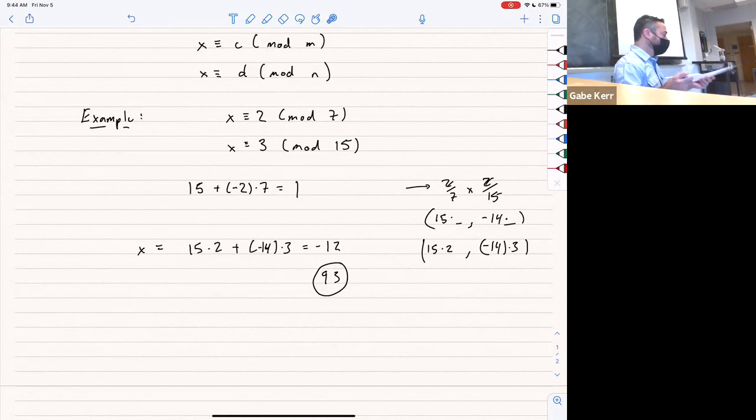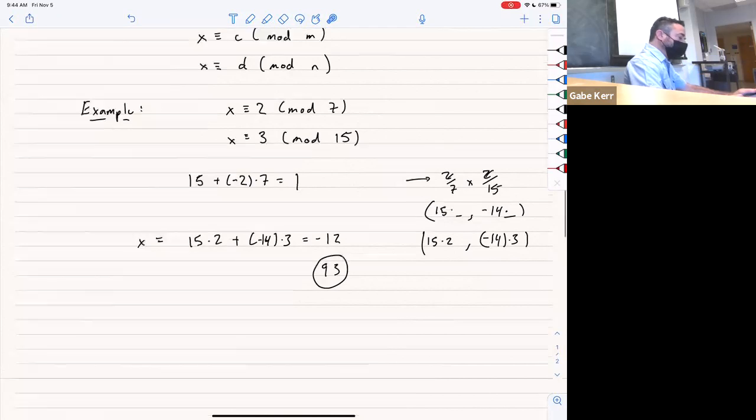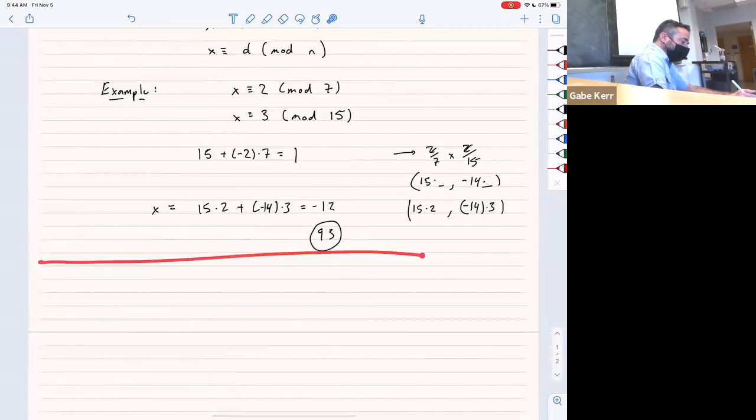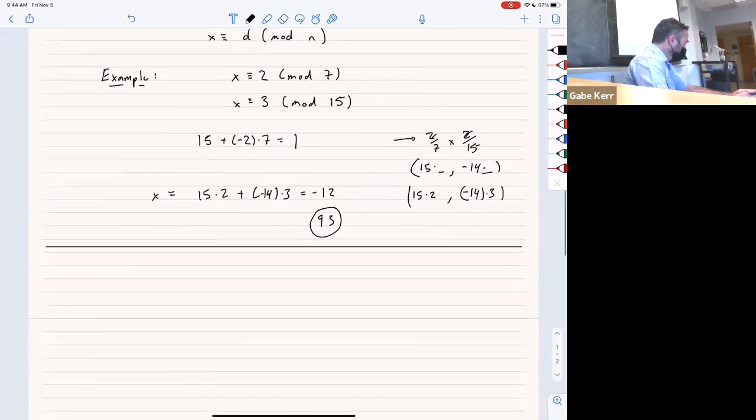Okay. So the next section in this chapter has to do with fractions.